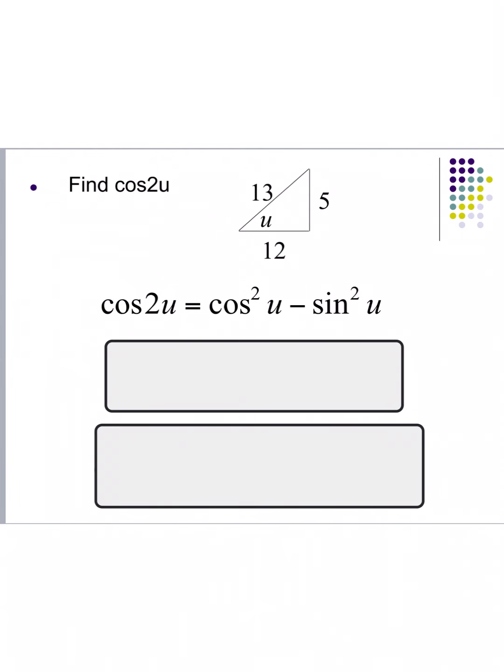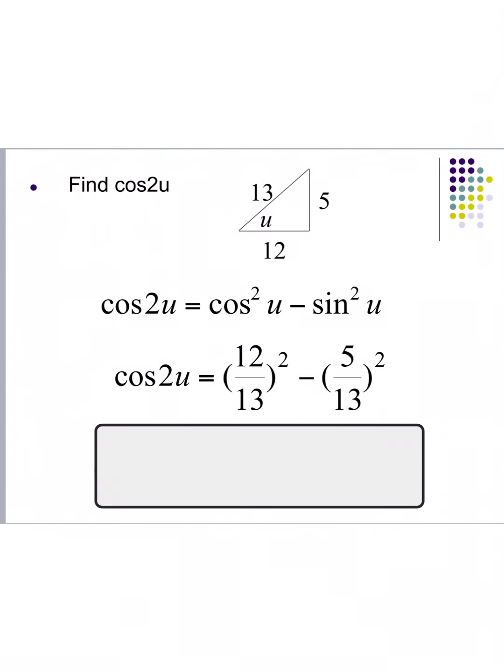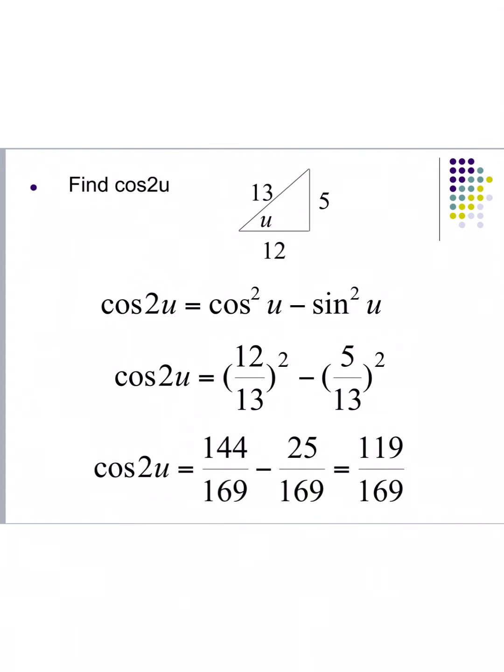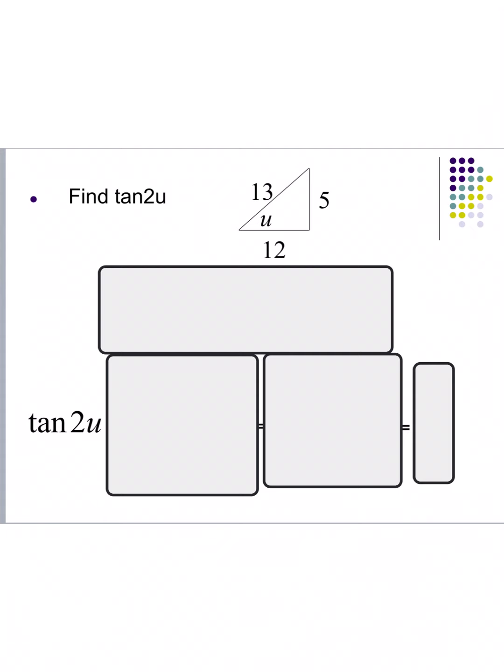So from this triangle, we can identify the cosine and the sine and plug them in. And if we do, we get 12/13 for the cosine and 5/13 for the sine. Plugging them into our formula, you see that we are going to be squaring each one of those. So when we square them and subtract them, we end up getting, for our final answer, 119/169.